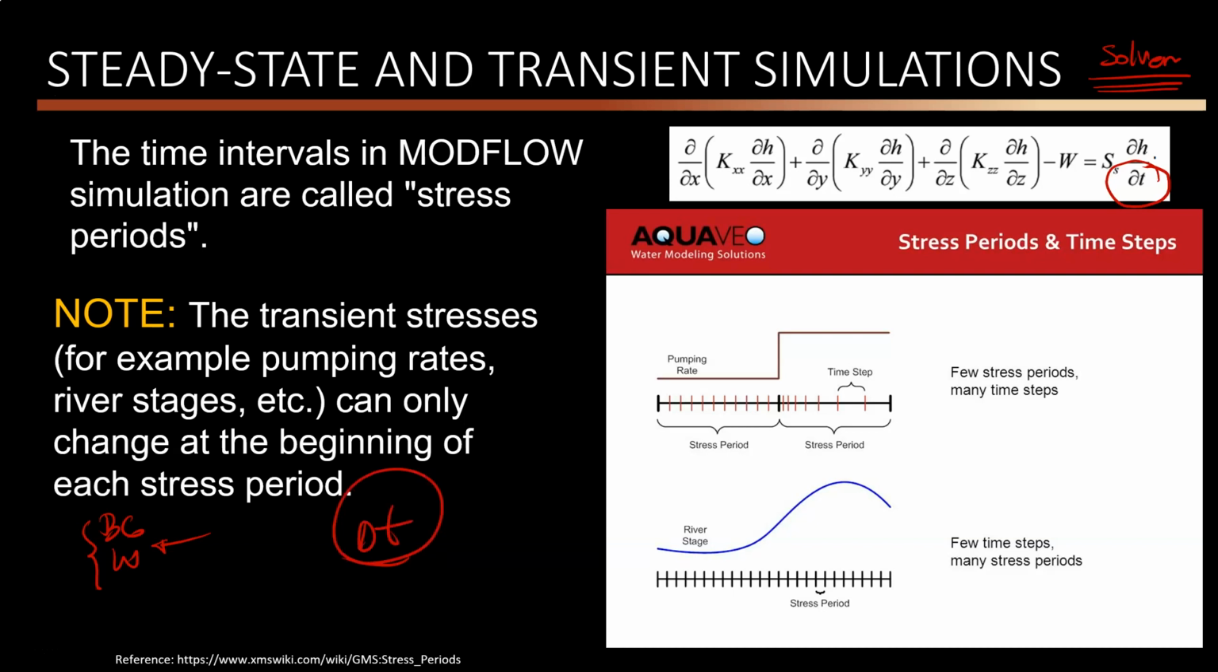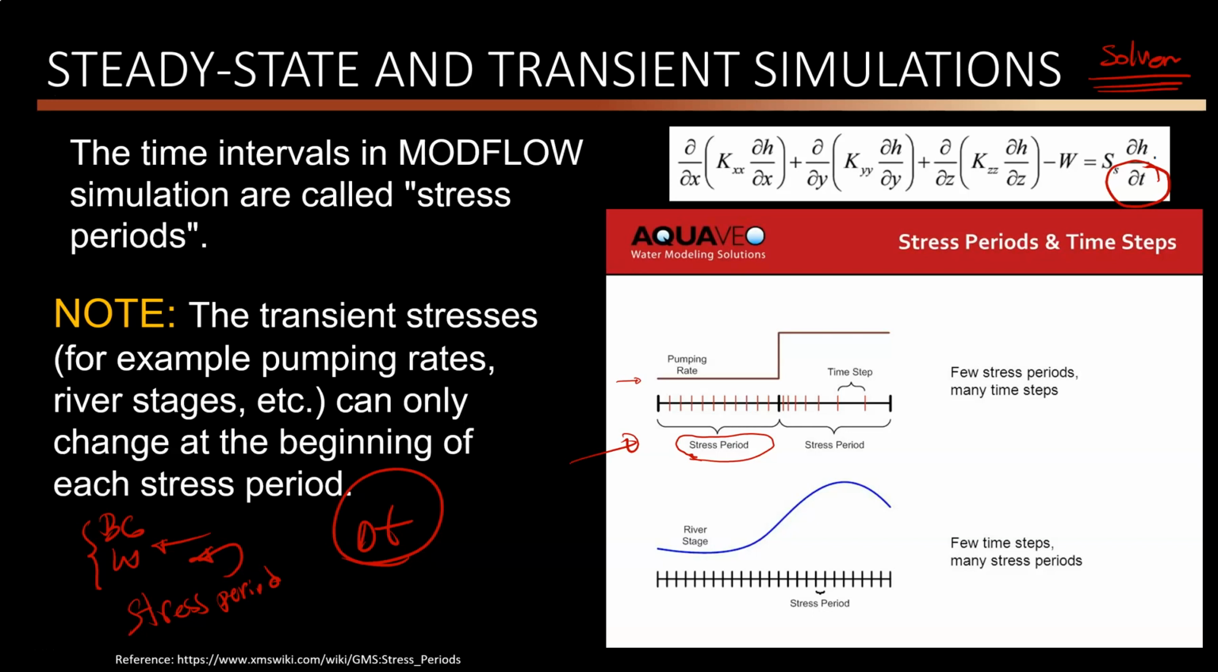This picture is, I would say, the best picture to explain this. If you look at this, it assumes that the pumping rate is constant, and suddenly it goes up and increases to a certain level. So how do we discretize the time here? We define a stress period. The stress period is associated with the boundary conditions and sink and source terms within the system.